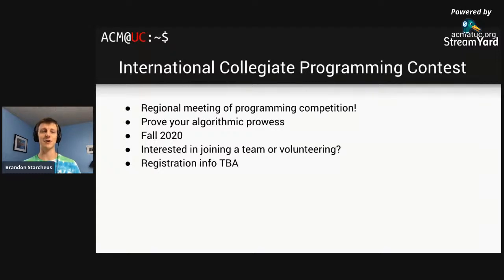So we haven't actually heard from our faculty advisor about this, but we are assuming it's going to be happening again, virtually, of course, in fall 2020. So we'll have more information for you on that.